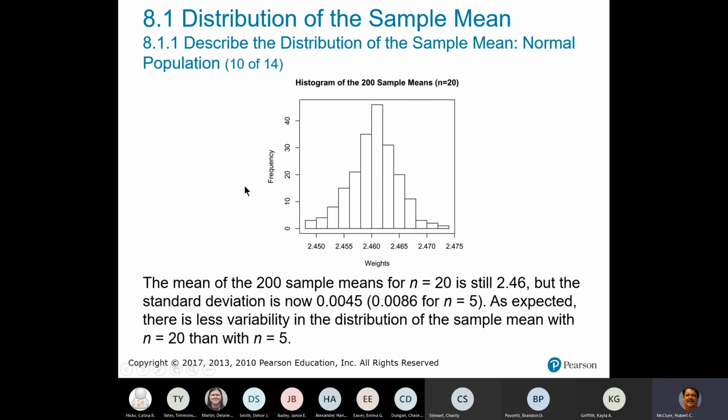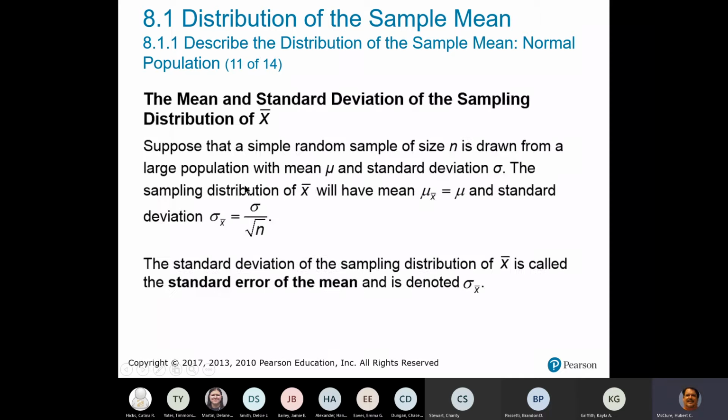I'm going to skip through this. There we go. So I want you to write this down. You don't have to write down every word. The mean and standard deviation of a sampling distribution. The mean and standard deviation of a simulation. Okay? The simulation of all those numbers. Suppose that a simple random sample of size n is drawn. There's that n when I said n is equal to 5. Okay, is drawn from a large population with a mean and standard deviation. The sampling distribution of X bar will have this effect.